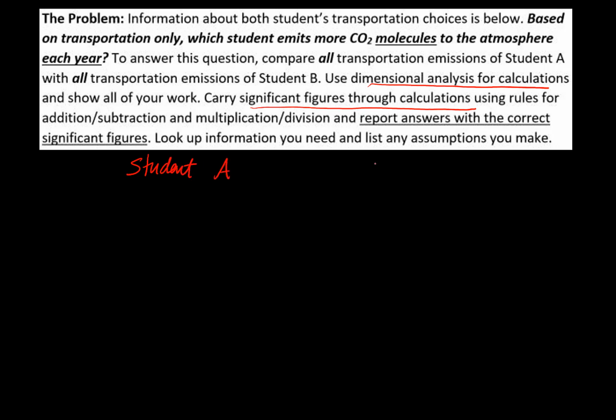So first, laying out the problem-solving strategy, you're trying to compare student A with student B. And each student has two different modes of transportation that they're using. So student A rides a bus to and from school each day, and also flies on a plane to visit her family twice a year. So you're going to have two different calculations here, one for the bus and one for the plane.